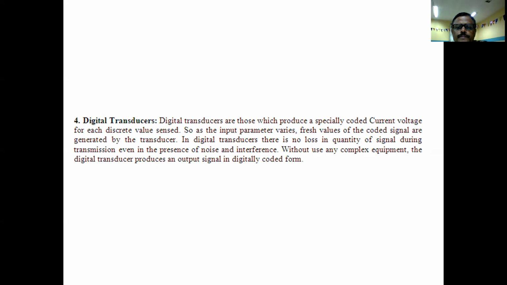Without using any complex equipment, the digital transducers produce an output signal in a digitally coded form. So, in digital transducers, in spite of the noise and disturbances, still we are able to get the digital quantity or digital signal which is proportional to the input.